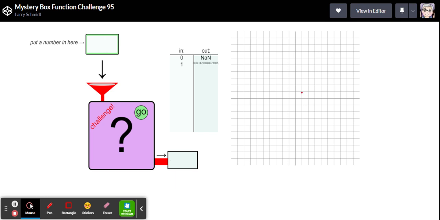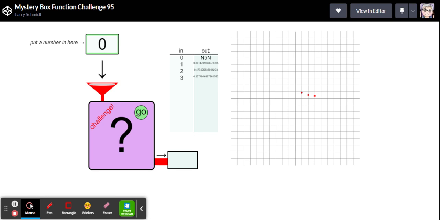A decimal close to one there. Let's put in a two. All right, now we're close to one half. How about a three? Okay. Looks like a very shallow parabola, maybe.